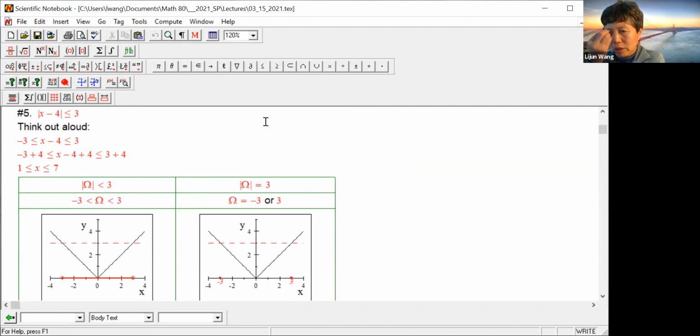You see it as blurry. It's just a placeholder, and that place could be occupied by x minus 4. Make sense? So that's the role of omega.